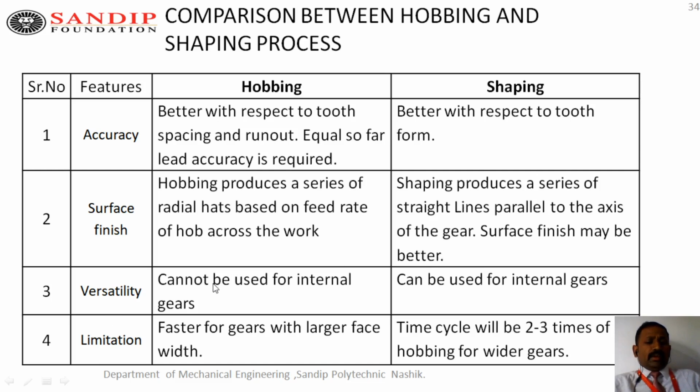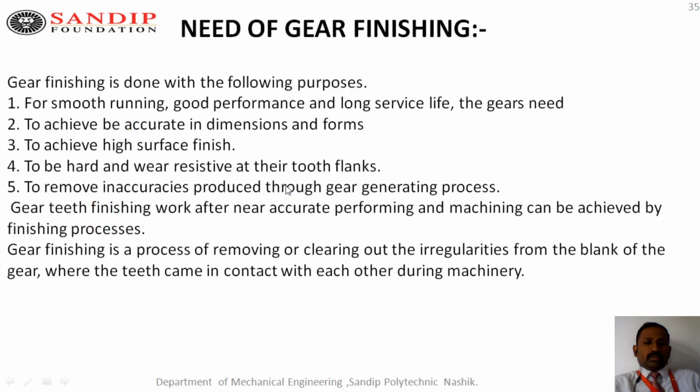Versatility: hobbing cannot be used for internal gears, but the pinion method can manufacture internal gears. Hobbing is faster for gears with a larger face width, but here the cycle time will be 2-3 times that of hobbing for wider gears. So that is the difference between hobbing and shaping processes; include these points in your notes also.